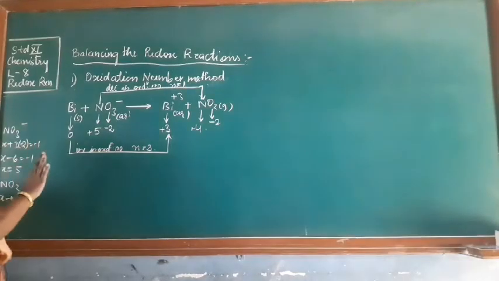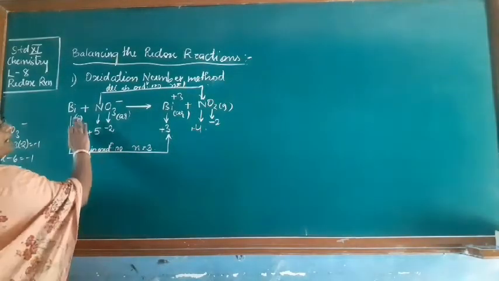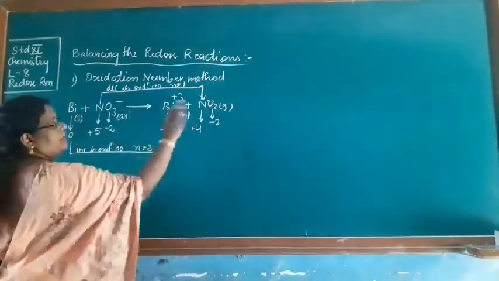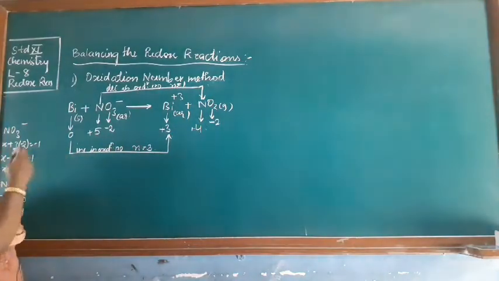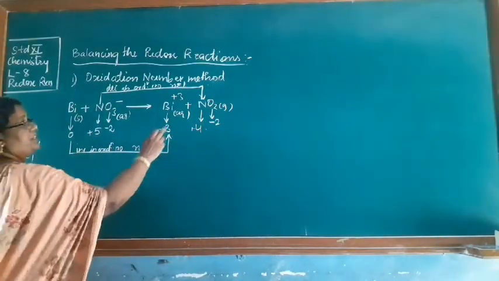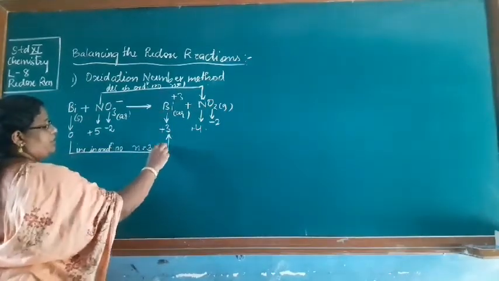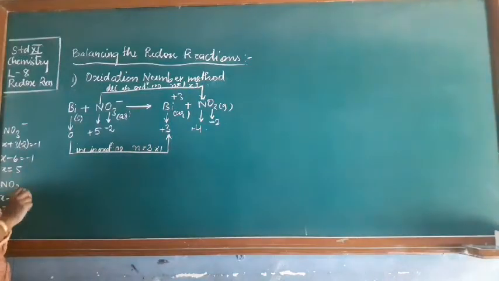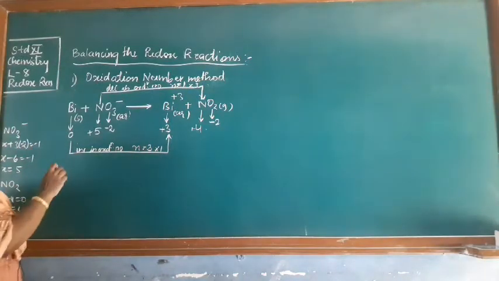So we have understood this. Now what is the next step? The atoms should all be the same, correct, you have to check that. Bi is 1 here, 1 here, N is correct. Okay, oxygen and hydrogen we will see later. The oxidation number change here is 3, here it is 1. So here we multiply 3 into 1 and here 1 into 3, so that I can make the change equal.